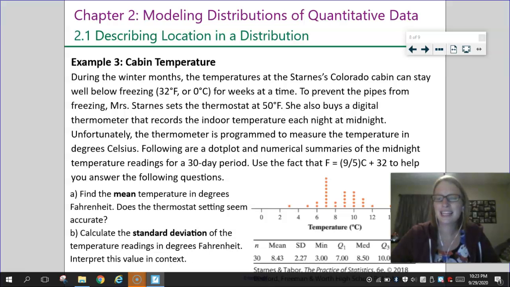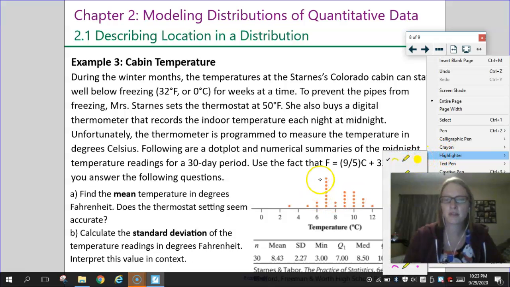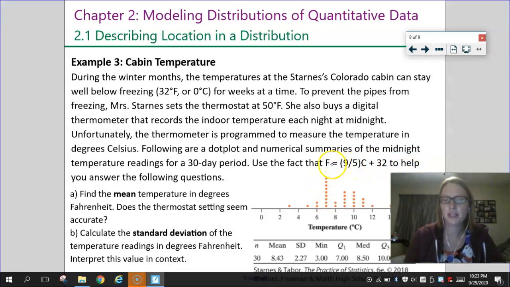So using the data in Celsius, I want you to find the mean temperature in Fahrenheit, and then I want you to calculate the standard deviation in Fahrenheit. To do this, you're going to use our equation that converts between Fahrenheit and Celsius. Some of you may have seen this equation before in a previous math or science class. So we'll be using this equation that converts from Fahrenheit to Celsius. One important thing to notice about this equation is that it involves both addition of 32 and multiplication by 9/5.